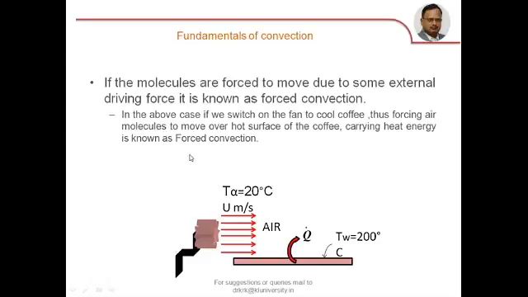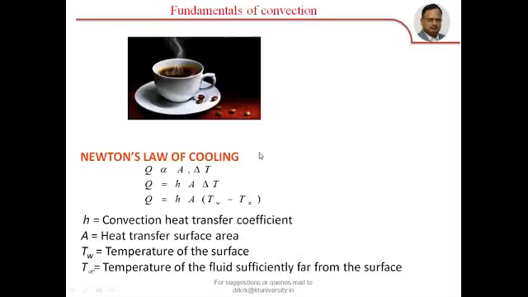We have seen the example of coffee leaving on the table. Instead of leaving the coffee on the table to cool it on its own, if you switch on the fan to cool the coffee, thus forcing air molecules to move over the hot surface, carrying the heat energy, then that kind of convection is called forced convection. Like this, if you leave a coffee on the table without fan, it is called natural convection. If you switch on a fan and blow air to cool the coffee at a faster rate, we call it as forced convection.